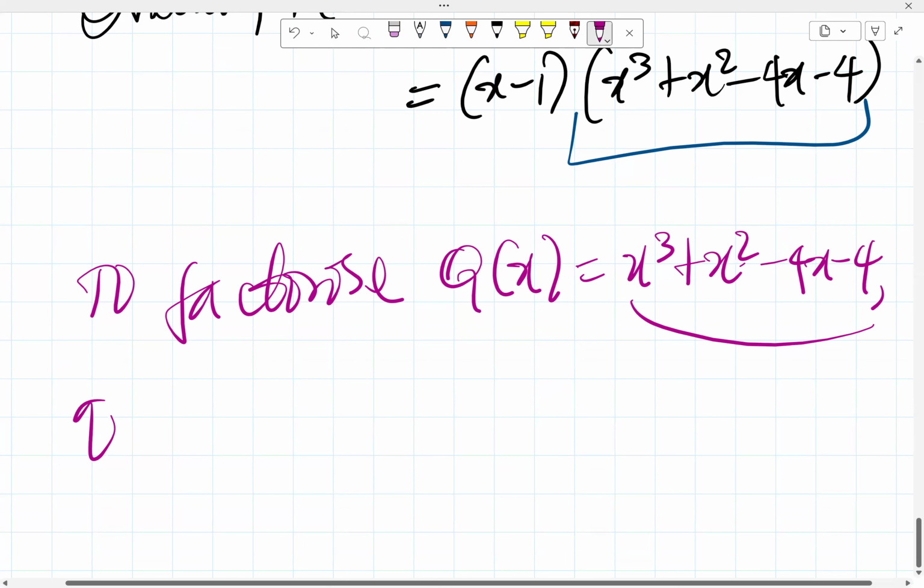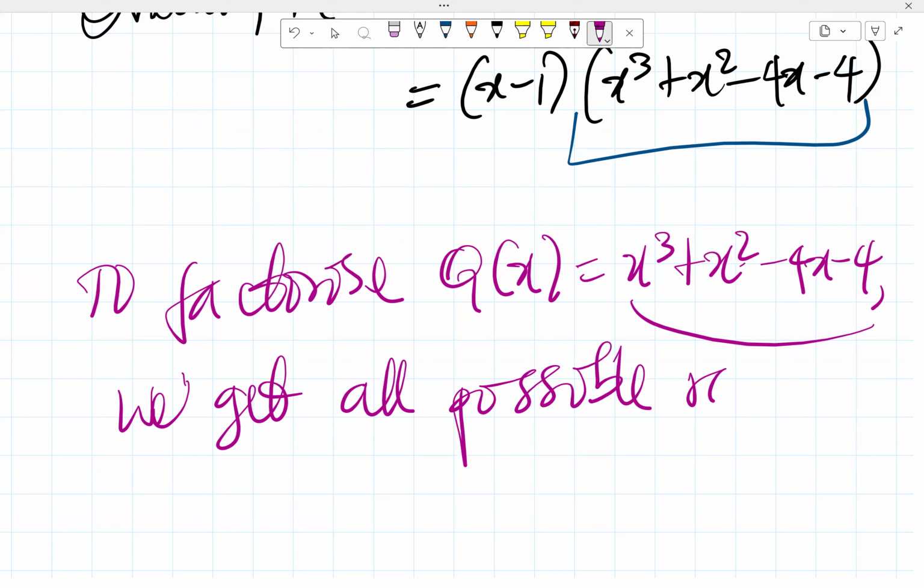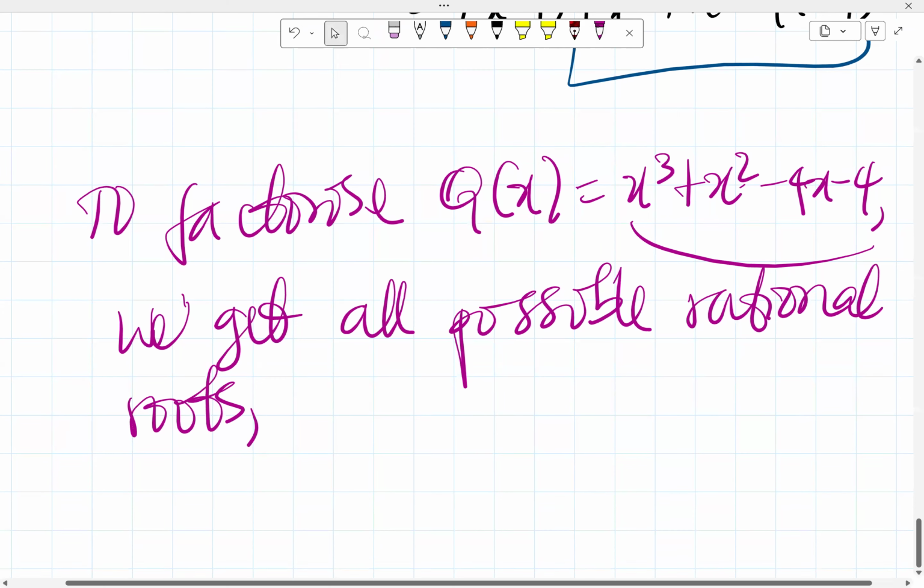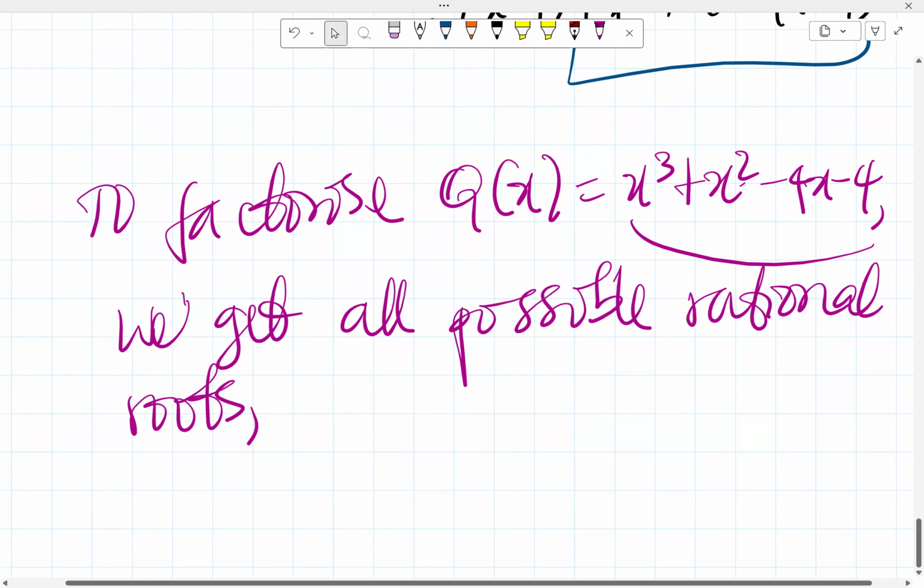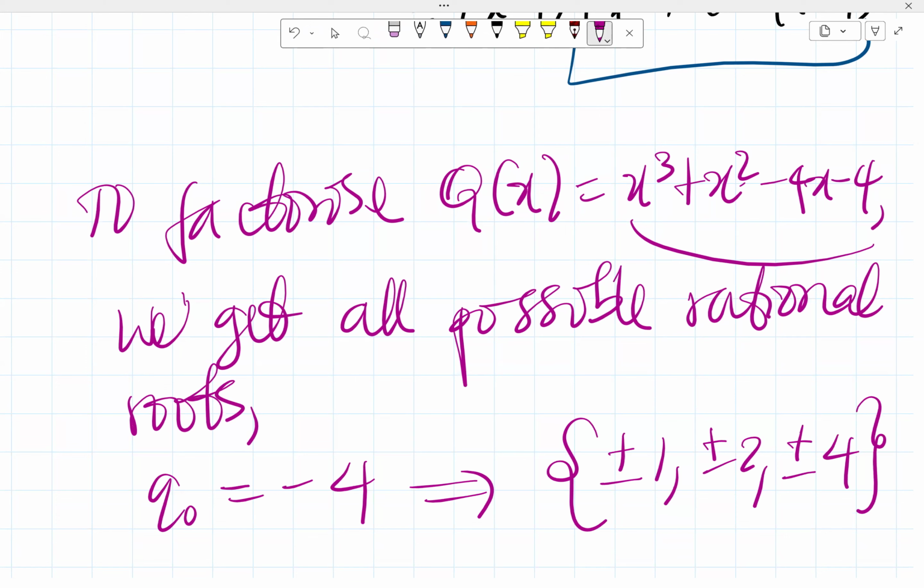So we get all possible rational roots. How do we do that? So in this case, now we're dealing with q. So let me just call it q naught. So the constant q naught is equal to minus 4. And it has all these possibilities, plus or minus 1, plus or minus 2, plus or minus 4. These are the possibilities for it.